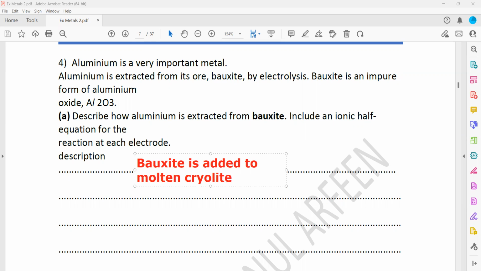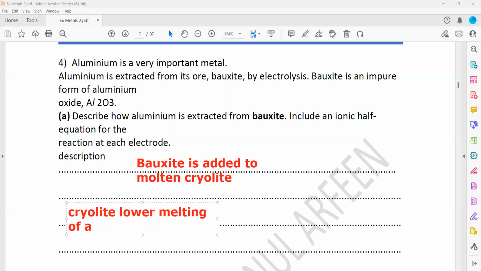What is the purpose of adding cryolite? This cryolite will lower the melting point of aluminium oxide. And it will concentrate the ore, which means we'll have more aluminium in it.